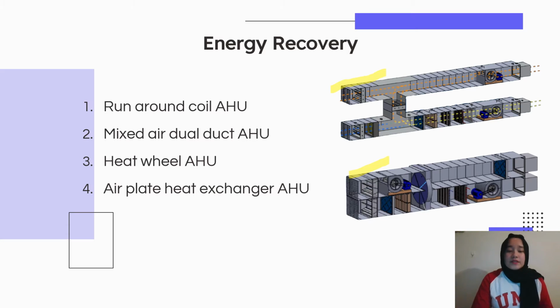And then the last one is the air plate heat exchanger AHU. It uses thin sheets of metal to separate two streams, and the temperature difference between the two streams causes heat to transfer from the hot exhaust stream through the metal walls of the heat exchanger to the cold intake stream.